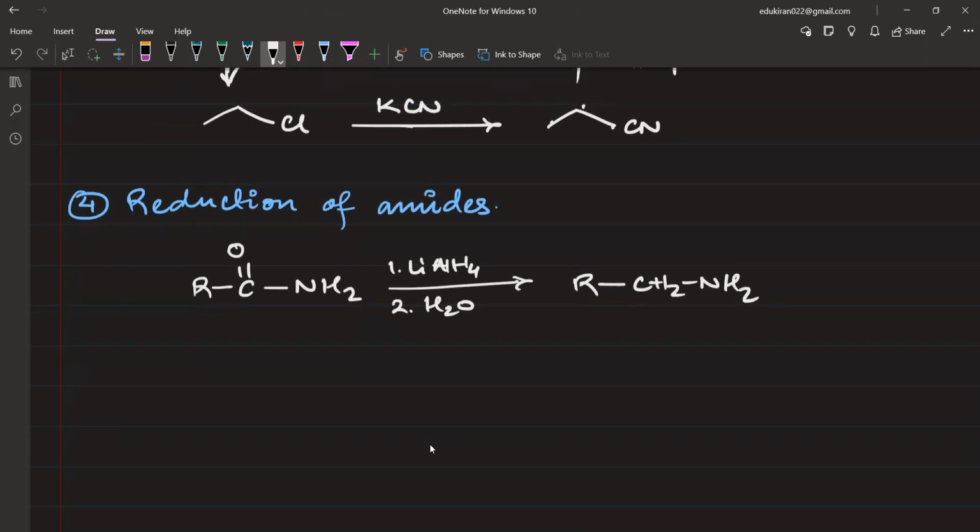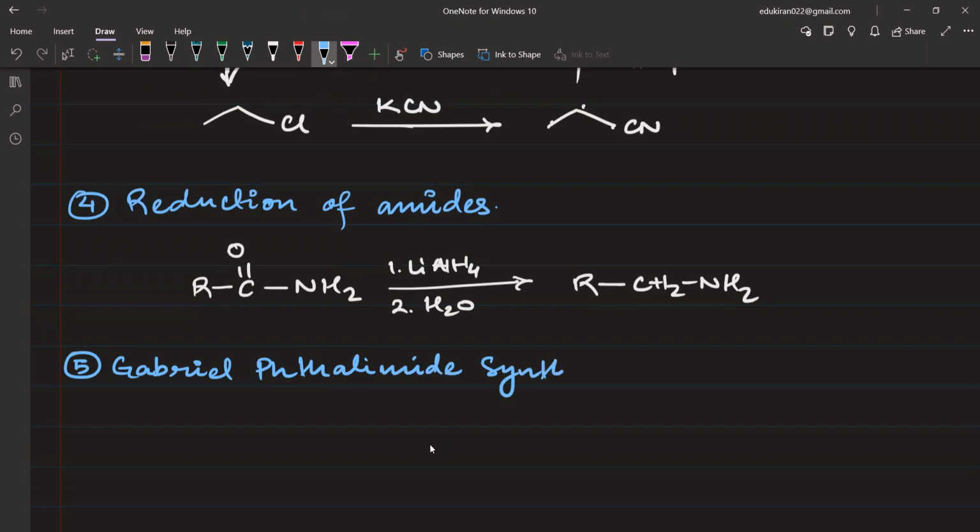But the next reaction, which is important, that can come directly, which is Gabriel phthalimide synthesis, right? The fifth part. In Gabriel phthalimide synthesis, we use the phthalimide. What is phthalimide? We have seen it in the carboxylic acid chapter. Phthalimide is when you have a benzene ring, carbonyl carbon, carbonyl carbon, and NH.